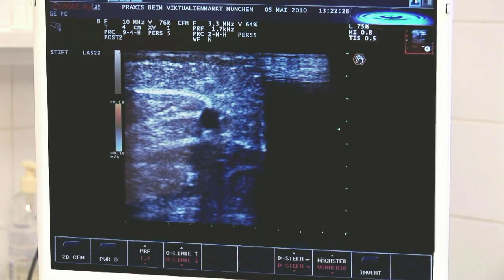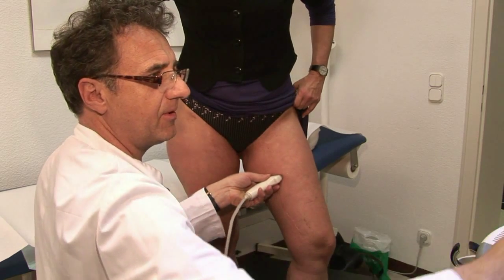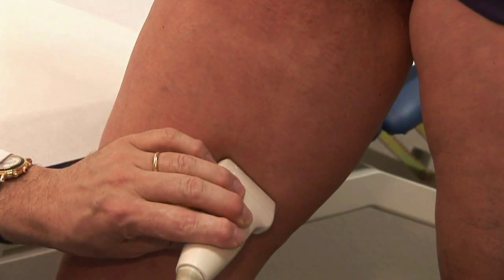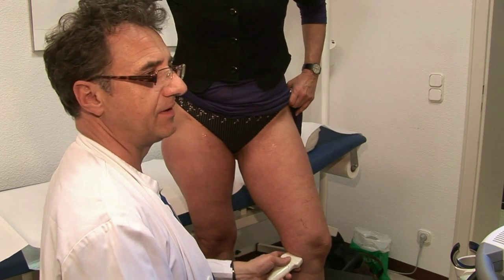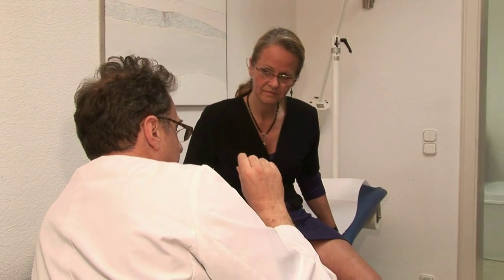To examine the great saphenous vein, the course of the vein is followed to the saphenofemoral junction, where a check is made for pathological reflux. Subsequently, the small saphenous vein is examined, particularly at its opening into the popliteal vein in the popliteal cavity. After the diagnosis has been made, a treatment plan is worked out together with the patient.